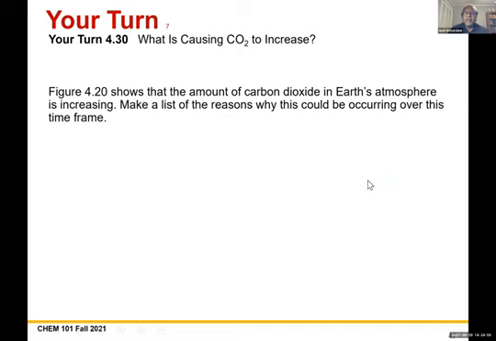What is the change in the carbon dioxide in the Earth atmosphere? Make a list of reasons why this should be occurring over this time frame.